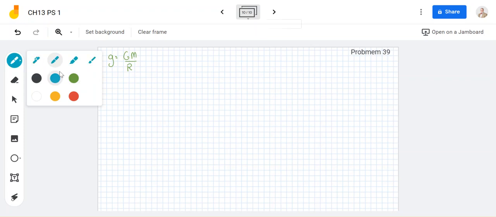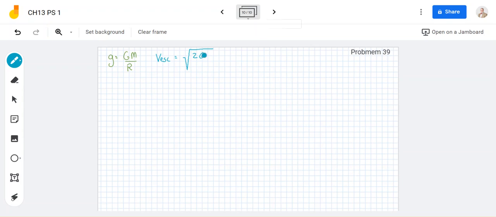The second thing that we solved for was the escape speed. The escape speed is equal to the square root of 2GM all over R. Well, I made a typo. Squared. I knew I was missing something. Now, what you're noticing here is that I have a GM over R here and I have a GM over R here.